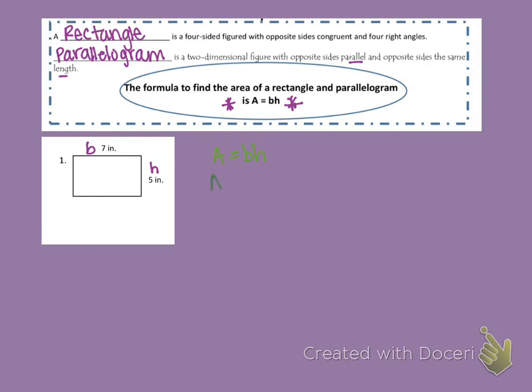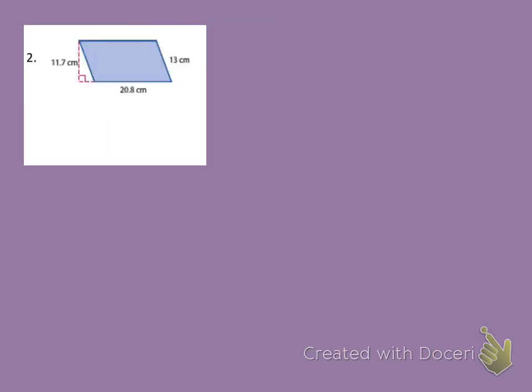And then area equals 7. It is multiplication, so we're going to put the 5 in parentheses. And then, of course, we just solve. We multiply, and area equals 35 inches squared. So if we remember rectangle, parallelogram, those are super easy formulas. So here we have a parallelogram.